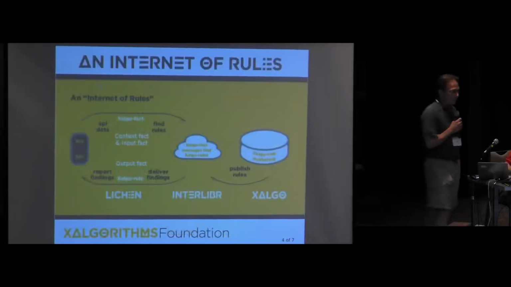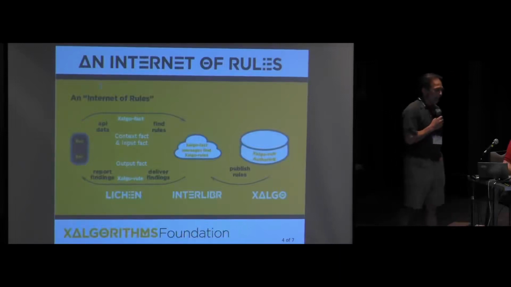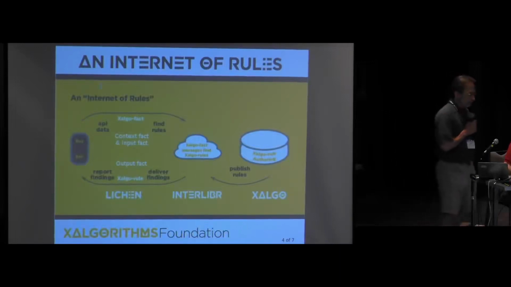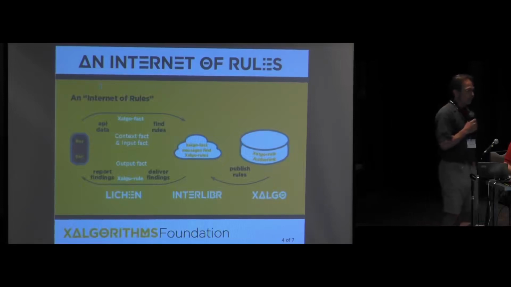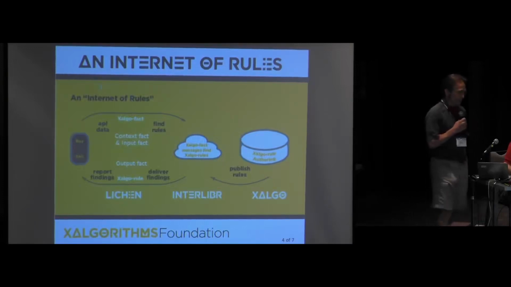The actual software we have deployed begins by interacting with an API. There's a small component piece, an auxiliary piece called Lichen. You can use it or not use it. It's a reference implementation. Create your own if you like. Roll your own. That provides the context fact and the input fact out to the server.